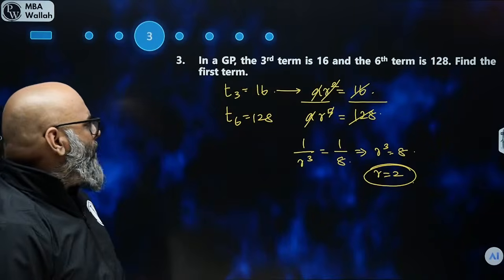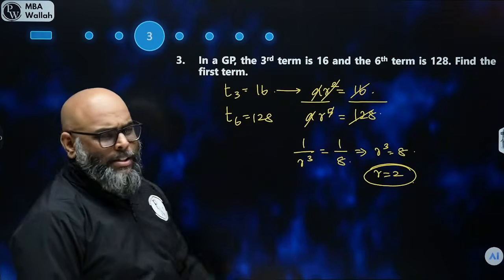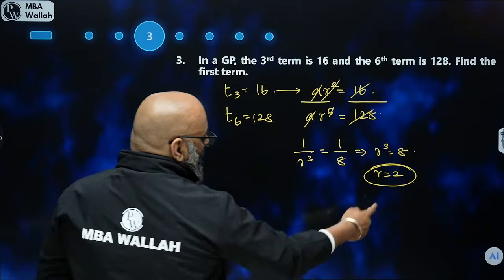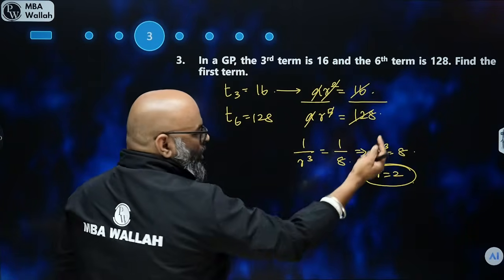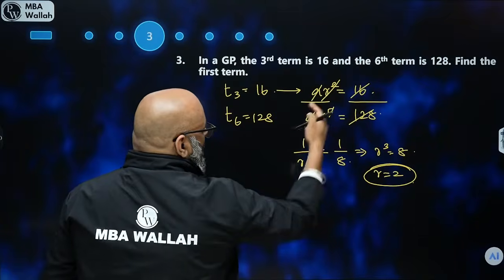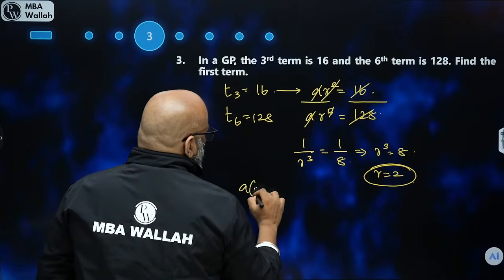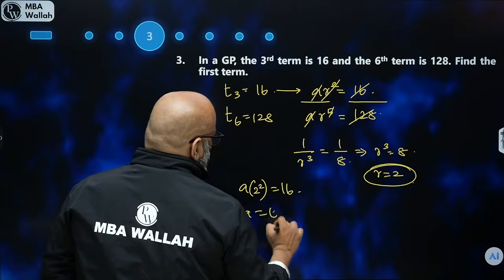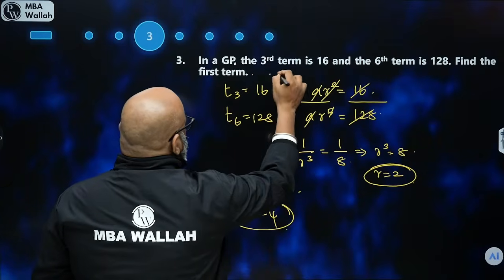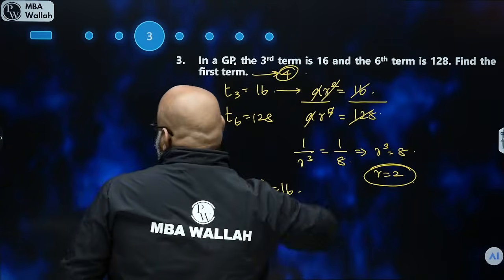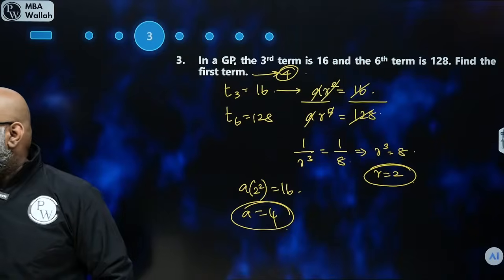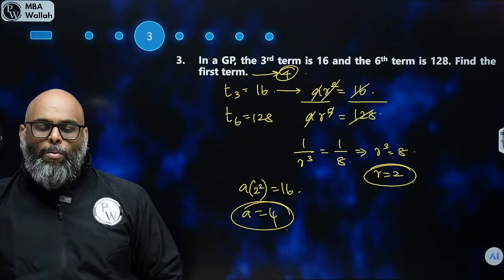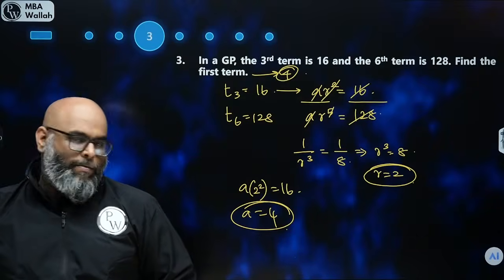You have the value of R, but the question is the first term, which is A. I have to find the value of A. So I'm going to plug in this R equal to 2 in any of the equations and then find A. So I'm going to plug it in over here. A into 2 square is equal to 16. A is equal to 4. So the answer is 4. Again, no issues dealing with the question. Plug in, learn what idea goes in and then you will fly. I repeat.